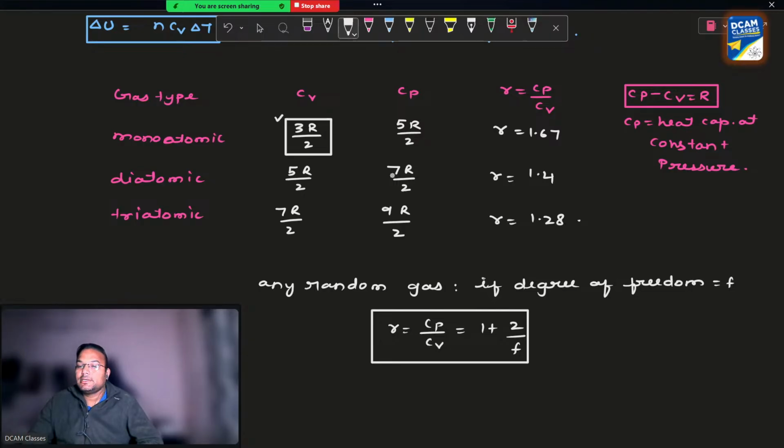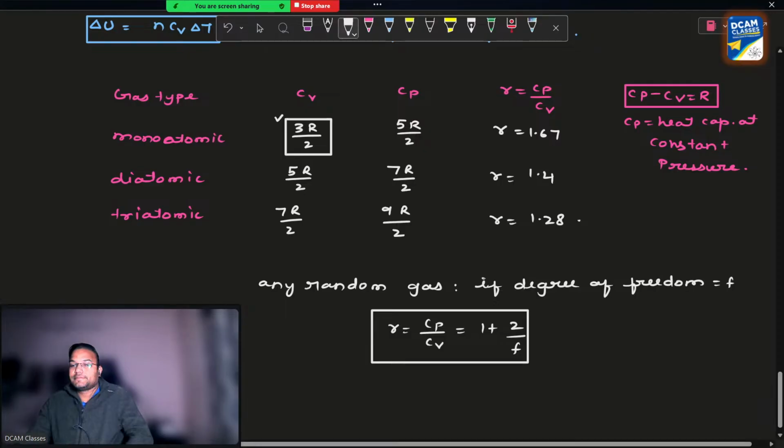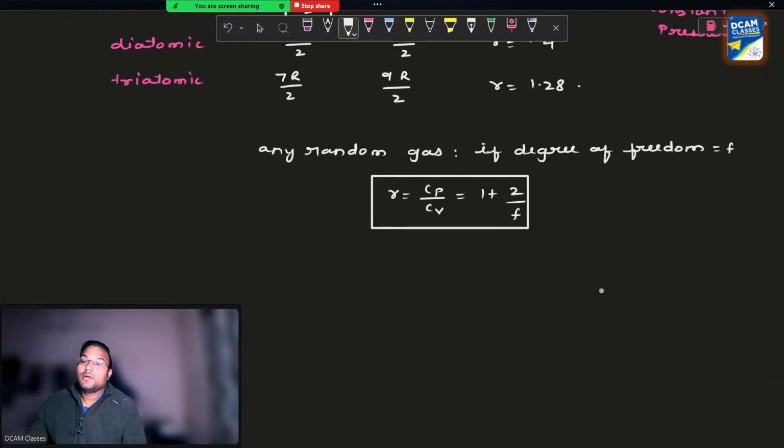Usually in the examination, they give you the degree of freedom of a gas. Using that, you will find out the gamma. And if they want to complicate things, once you know the gamma, you can find out Cp and Cv also. I'll tell you, wait, how.